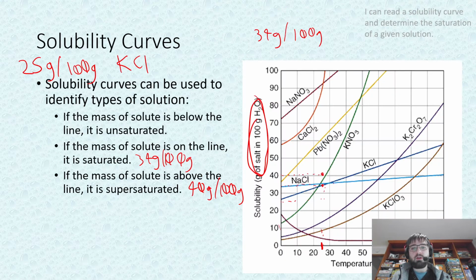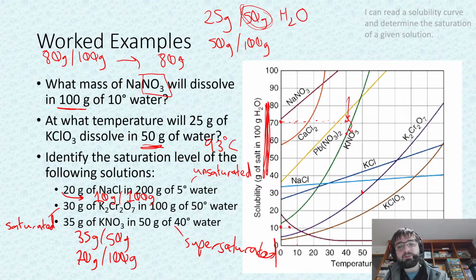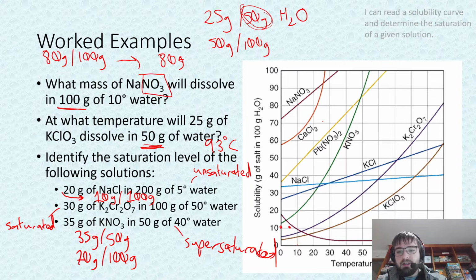So if we look at our curve here, let's take an example. Let's take the potassium chlorate here. If we had a saturated solution of potassium chlorate at 70 degrees, for example, it'd have 30 grams per 100 grams. So let's say you've got 100 grams of water, there's 30 grams dissolved in it.